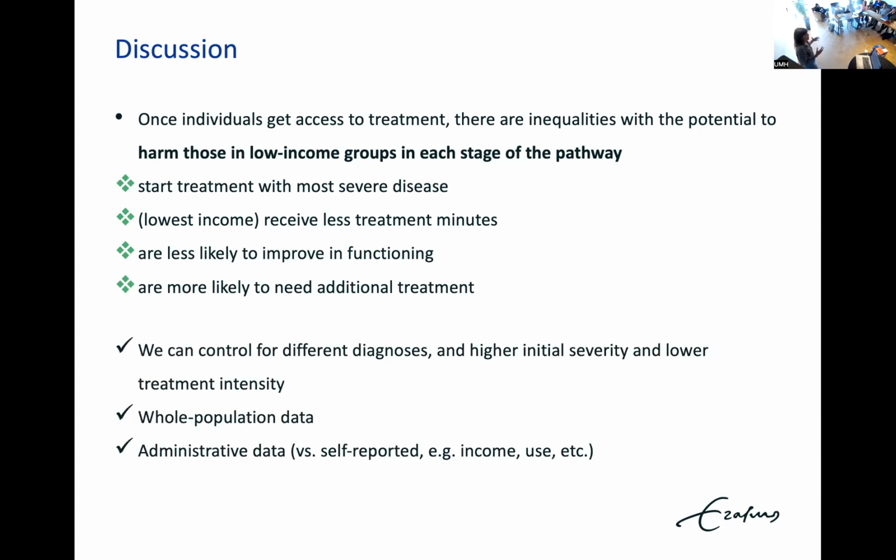I think why this is also different is because we can actually control for the different diagnoses, and for the fact that poor people start with higher initial severity and have a bit lower treatment intensity. We have all the patients that are being treated following our selection criteria, and compared again to other countries, the fact that we have income coming from the tax records is quite good. In the UK, most inequalities work is based on area deprivation measures. So our income measures, or our measures of socioeconomic status, are quite reliable.